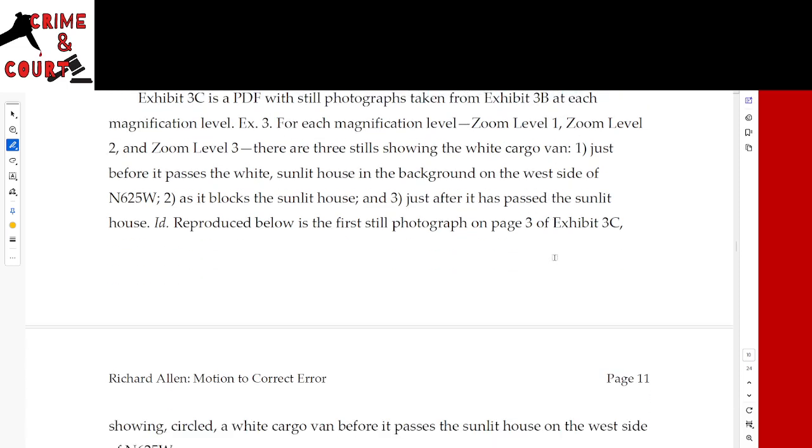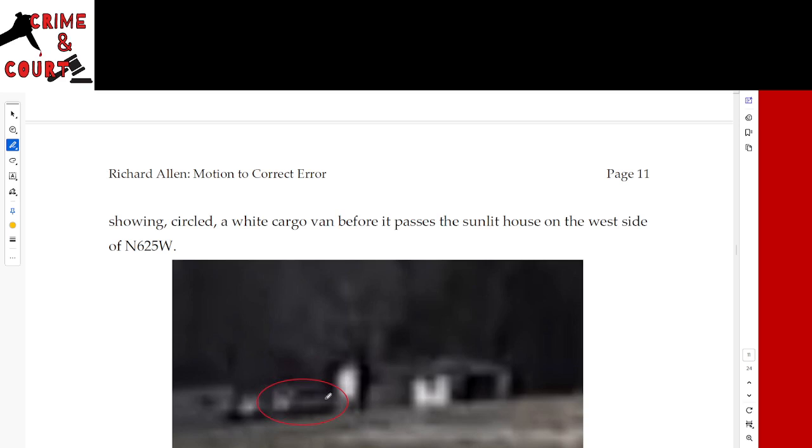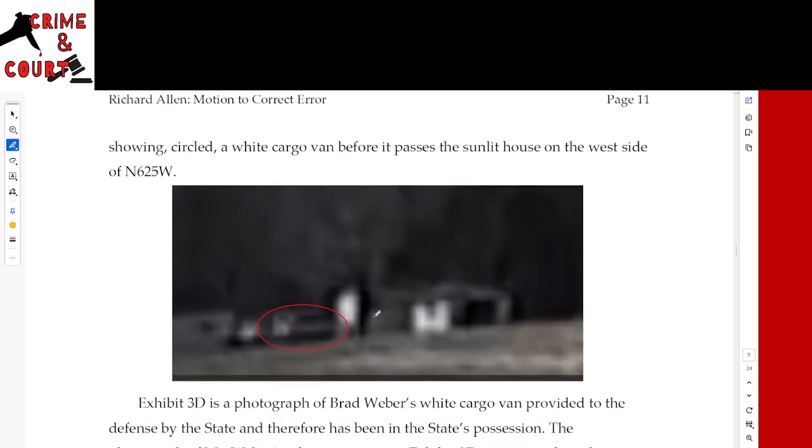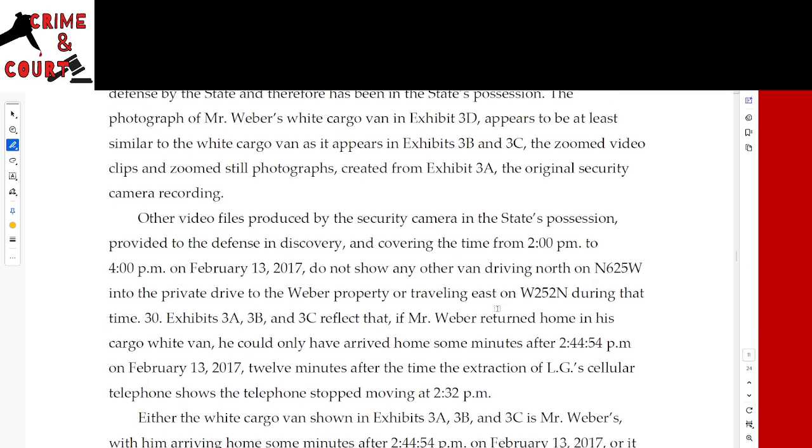Reproduced below is the first still photograph on page 3 of Exhibit 3C, showing circled a white cargo van before it passes the sunlit house on the west side of the road. Exhibit 3D is a photograph of Brad Weber's white cargo van provided to the defense by the state and therefore has been in the state's possession. The photograph of Mr. Weber's white cargo van in Exhibit 3D appears to be at least similar to the white cargo van as it appears in Exhibits 3B and 3C, the zoom video clips and zoom still photographs created from Exhibit 3A, the original security camera recording.